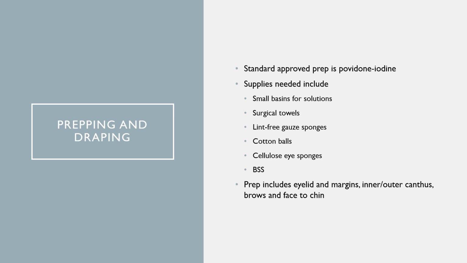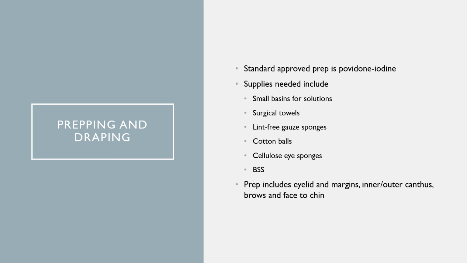All right, when we're talking about prepping and draping, we are going to use a standard approved prep across the board for eye procedures, and that is povidone iodine. We're going to need to gather some supplies when we're prepping: small basins for the solution, surgical towels, lint-free gauze sponges, cotton balls, cellulose eye sponges, and BSS. If you remember, BSS is our balanced salt solution.